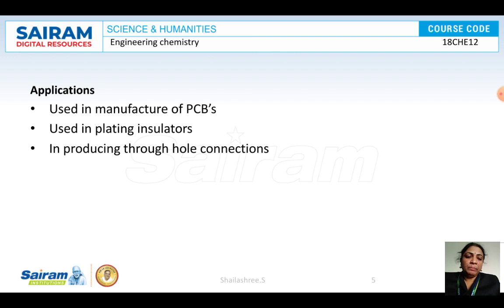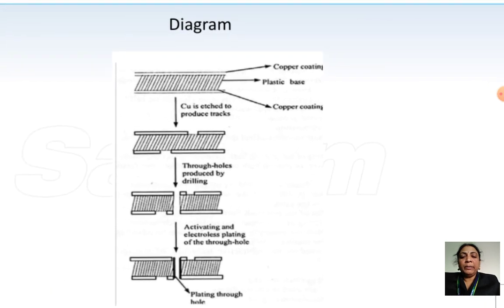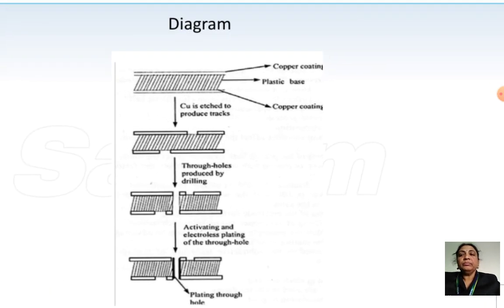Fine, let us see the process here. This is the diagrammatic representation of the electroless plating of copper on PCBs.